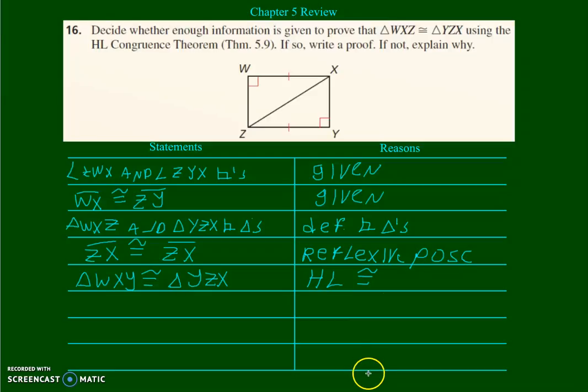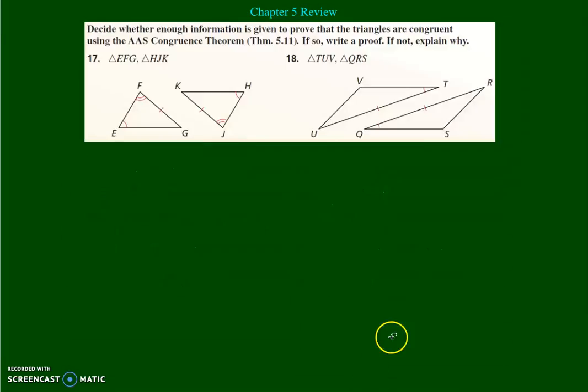And now on to problem 17. In problem 17, we're asked to decide whether enough information is given to prove that the triangles are congruent using the angle-angle-side congruence theorem. If so, write a proof. If not, explain why not. We're given angle F is congruent to angle J, angle E is congruent to angle H, and FG to KJ. Now, since we have two angles and a non-included side, that is angle-angle-side. So this proof is going to be relatively trivial. So let's just go ahead and write it down.